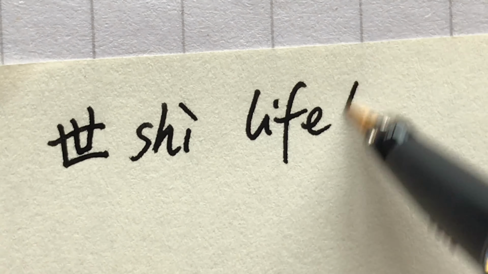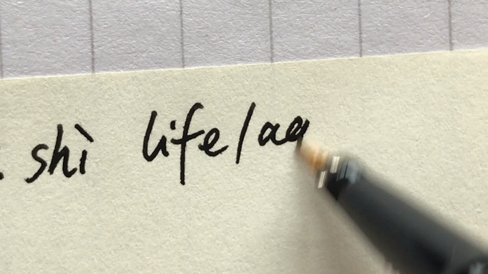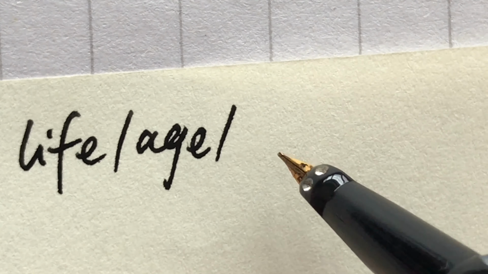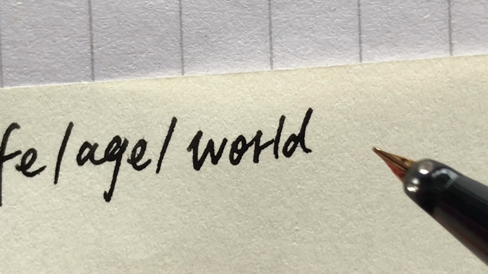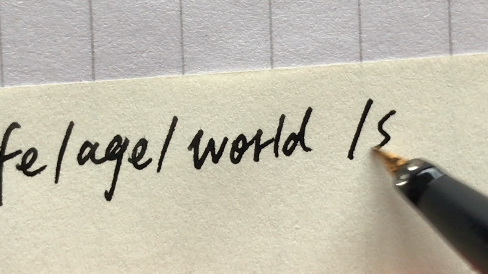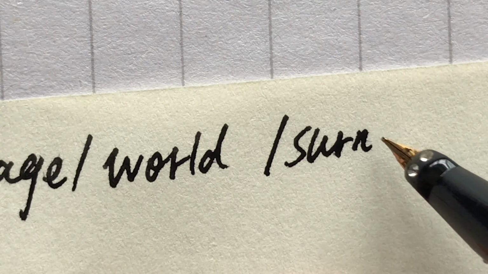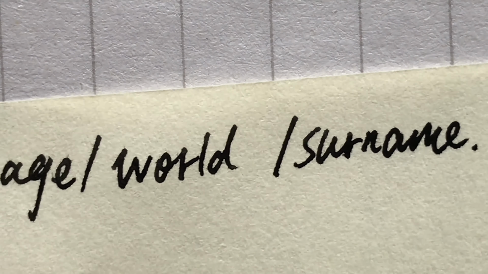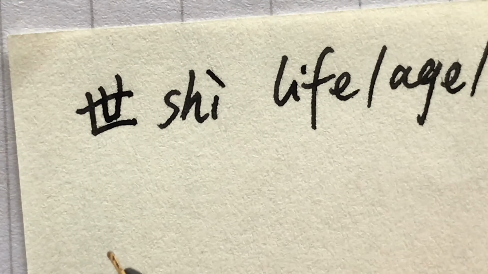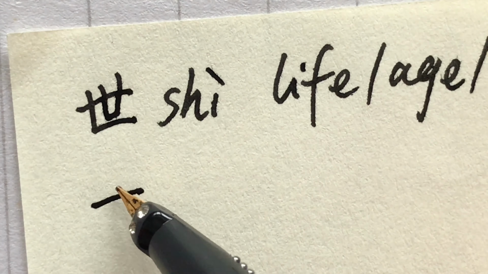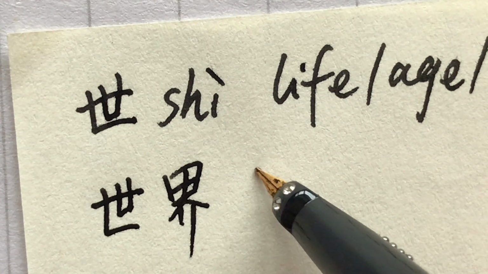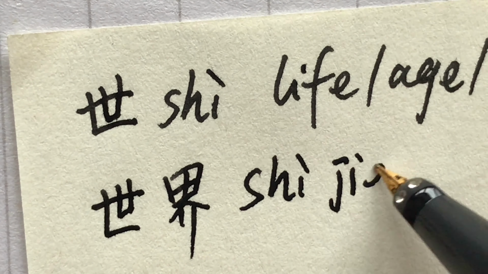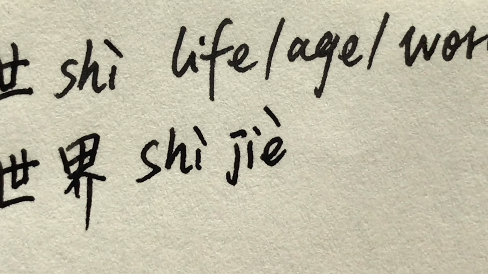Life, age, world, or Chinese surname 是. For example, 世界 world.